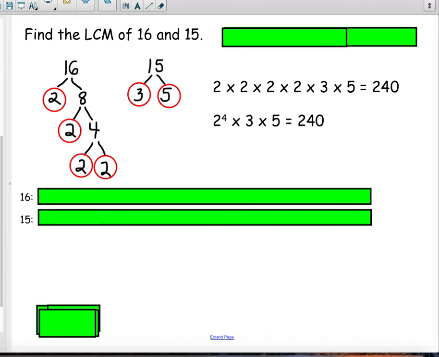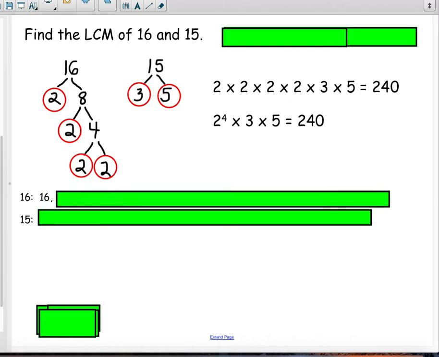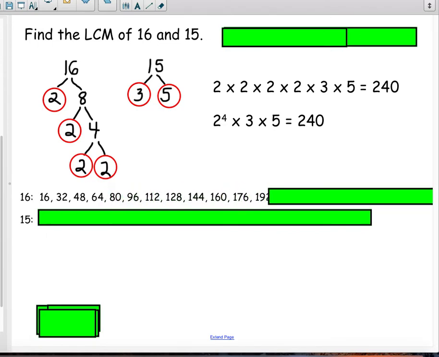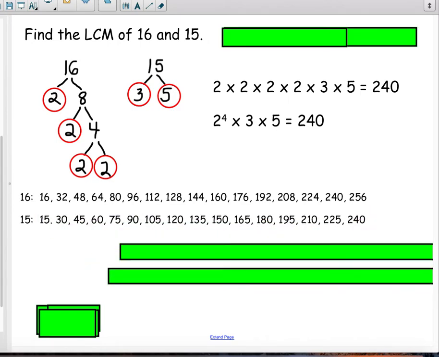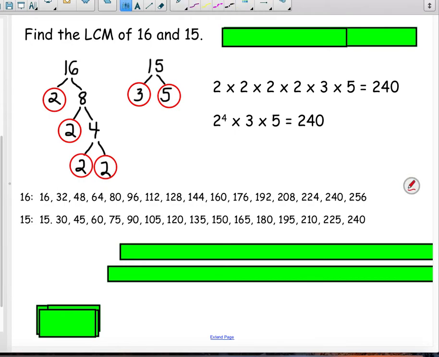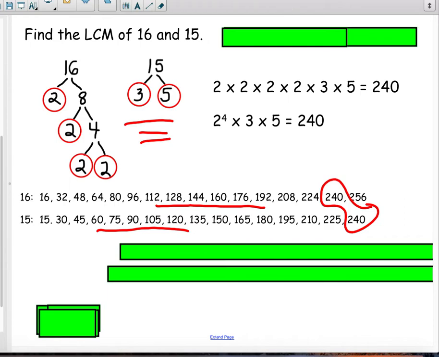Now, if you look at the list method and you started to list, you would have to do some serious listing all the way up there before you actually found 240. So if you wanted to really find the least common multiple for those two numbers, the best way of doing it is prime factorization using your factor trees. You could very easily make mistakes if you use the list method in this situation. Okay, so that's it for finding the least common multiple.